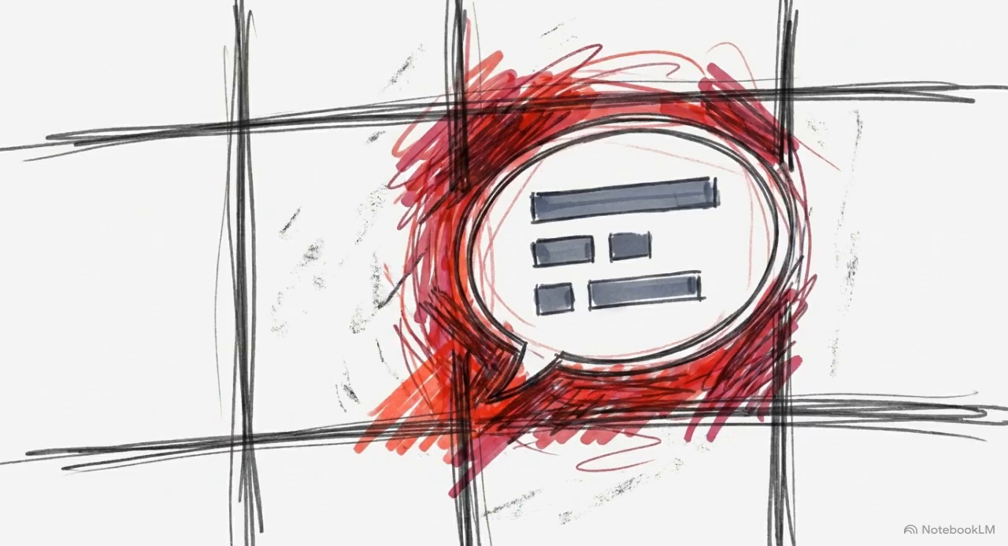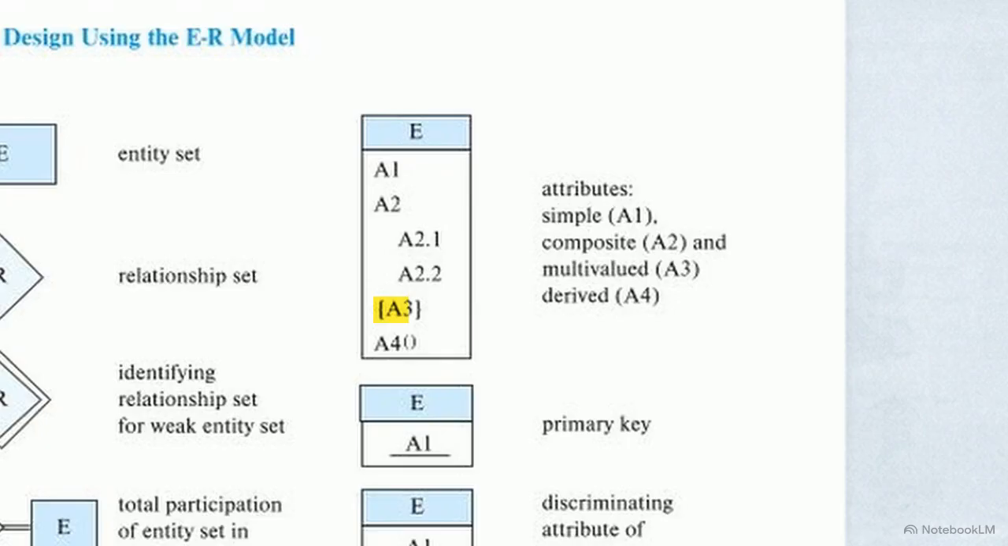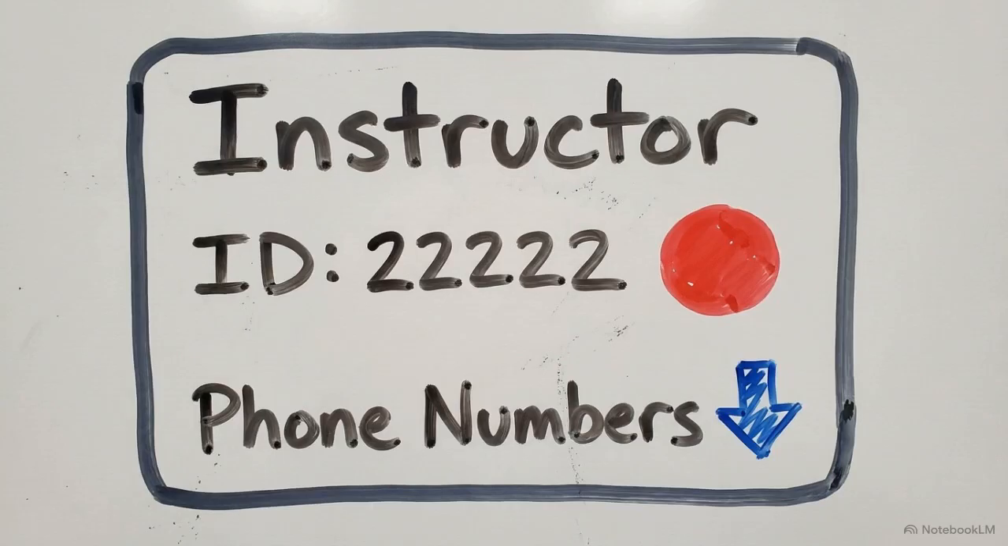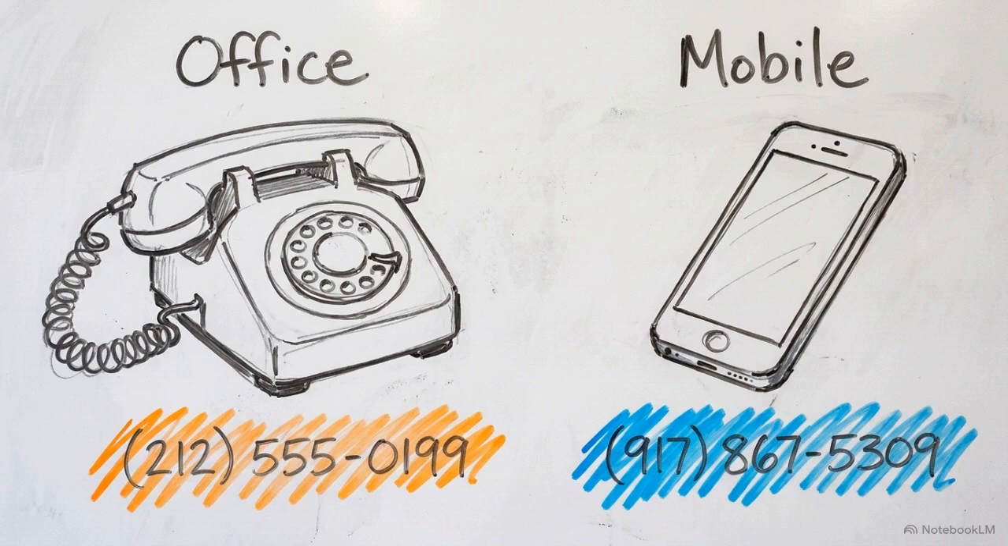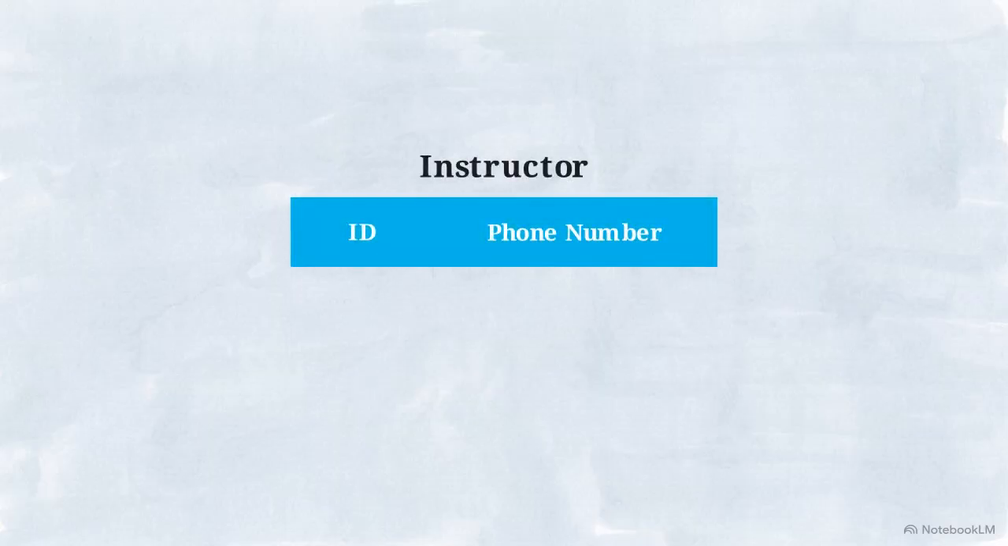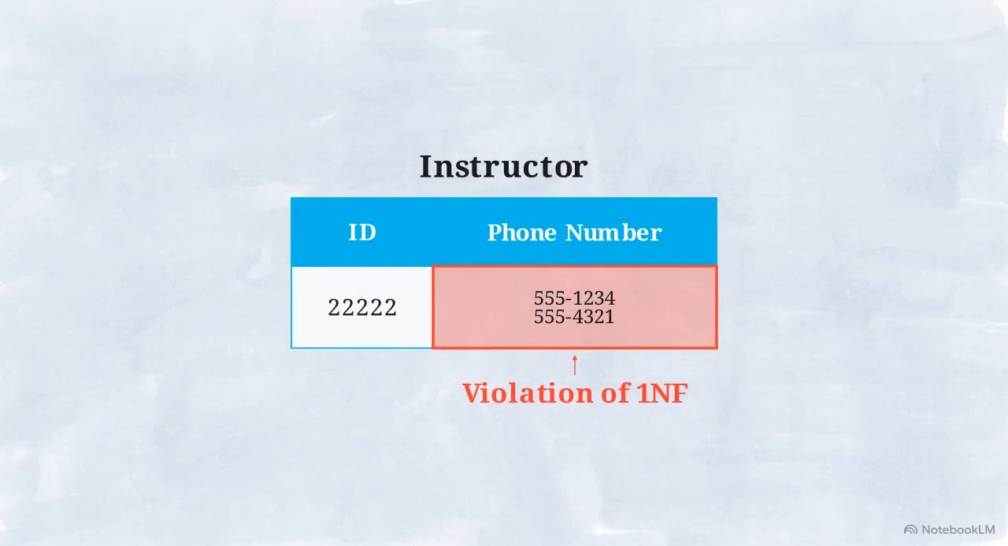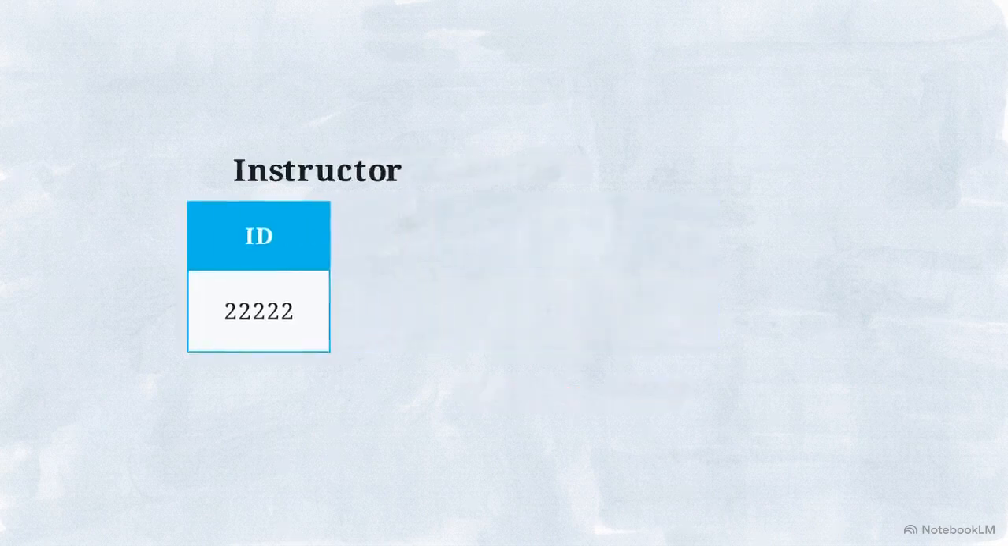The first major stress test to the one-to-one mapping rule occurs when we introduce a multi-valued attribute. In the standard notation, a multi-valued attribute is enclosed in curly brackets. Take an instructor entity. It has a primary key ID, but it also tracks a multi-valued phone number attribute because an instructor might have both an office and a mobile number. The naive mapping approach fails here. Attempting to cram an array of multiple phone numbers into a single relational table cell violates first normal form, which requires atomic, indivisible data values.